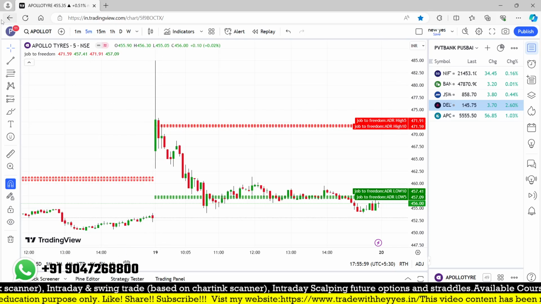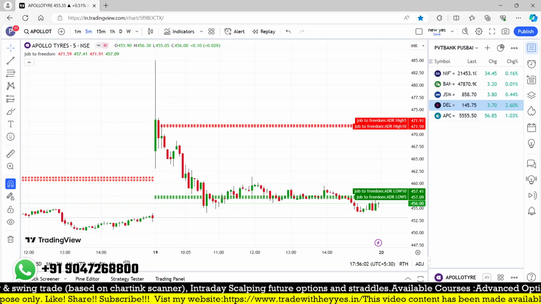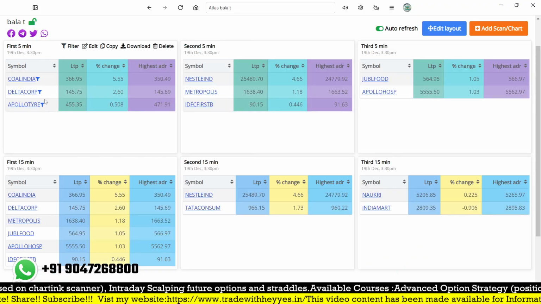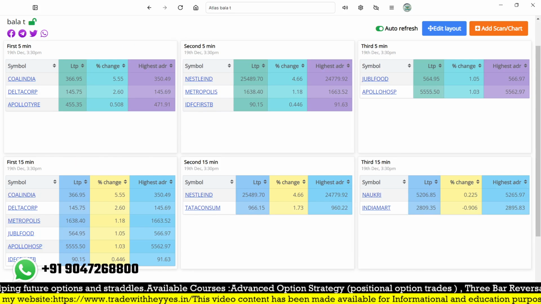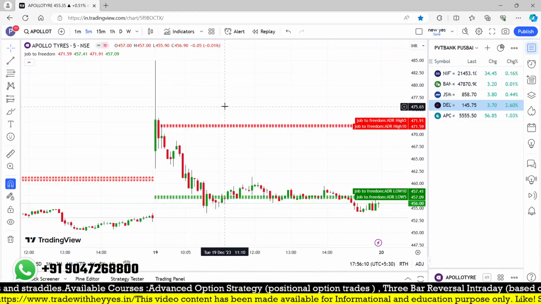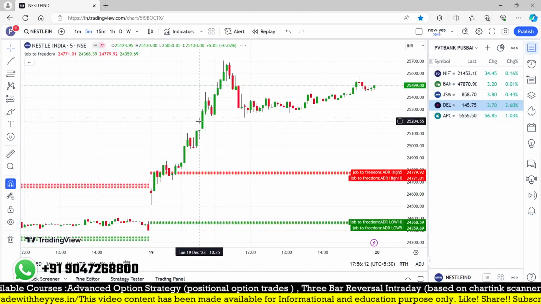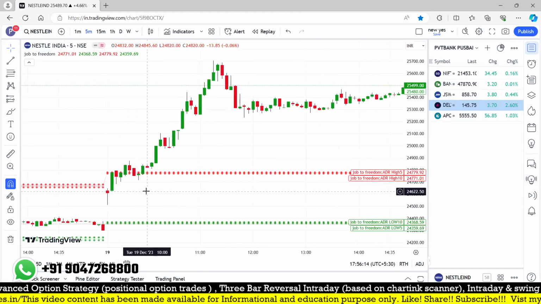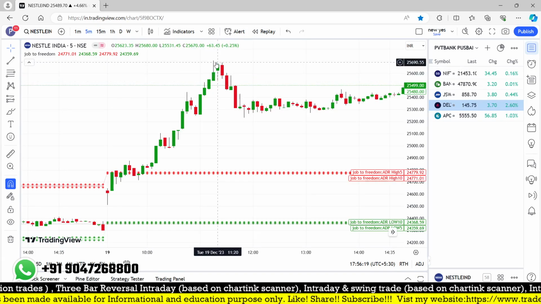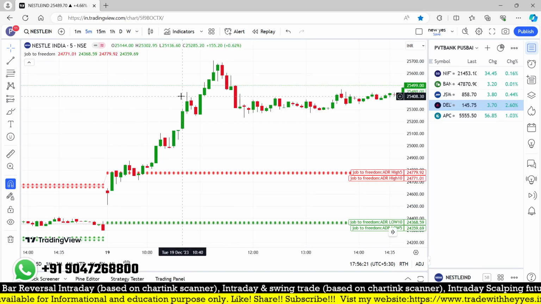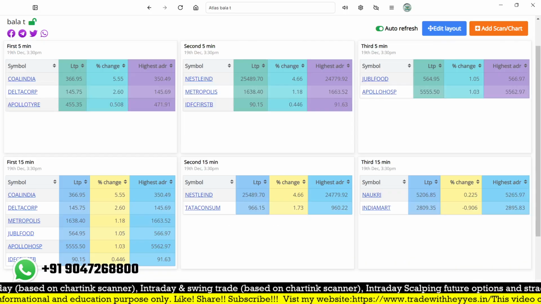Okay. So these are three stocks which we got based on the ADR indicator today. If you want to try the second 5 minutes, some of the stocks which happened were Metropolis, Nestle, and Nestle India, second 5 minutes. After that break, it kept moving and reached the peak. Maybe it is not liquid on stock options, so I simply ignored it.